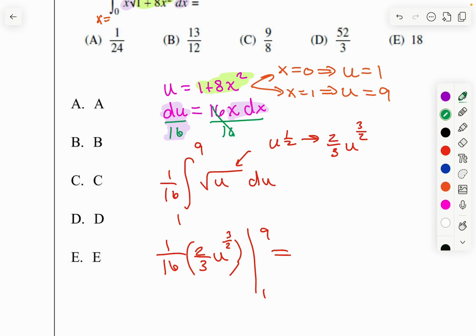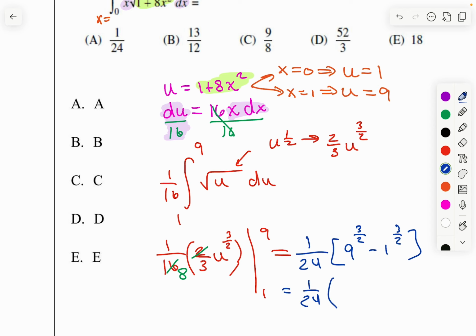At this point, I usually like to make this an eighth. So I get 1 over 24, and then u to the 3/2 would be evaluating at 9, 9 to the 3/2, minus 1 to the 3/2. And so this is 1 over 24.